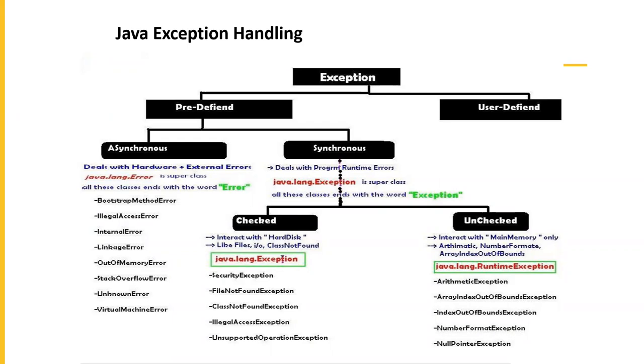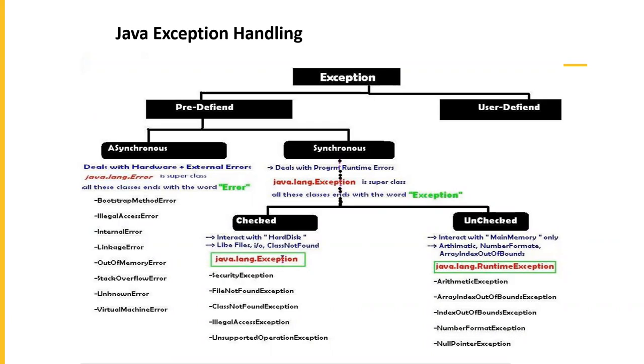Look at the picture. The exception is divided into two categories. One is predefined exception, another one is user-defined exception. Predefined exceptions are the exceptions which are already present in Java; you can just use those exceptions. Such exceptions are called predefined exceptions. Basically, based on their execution and operations, we divide them into asynchronous and synchronous exceptions.